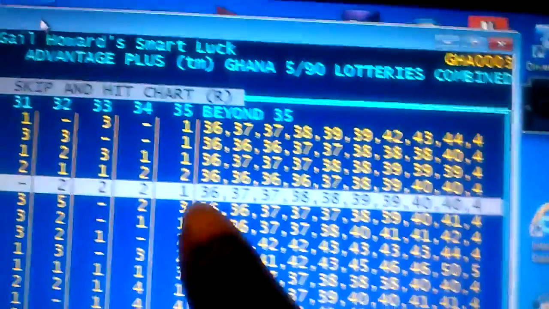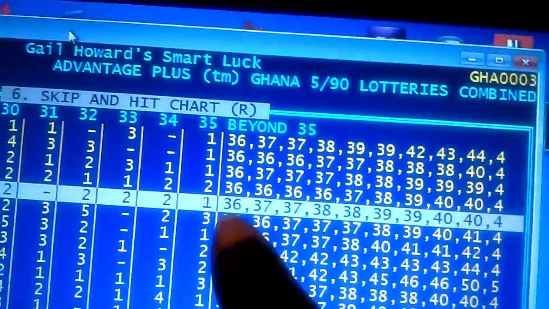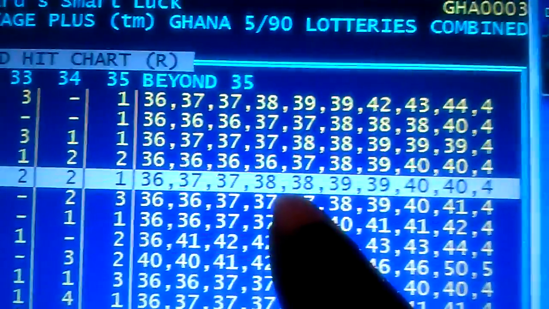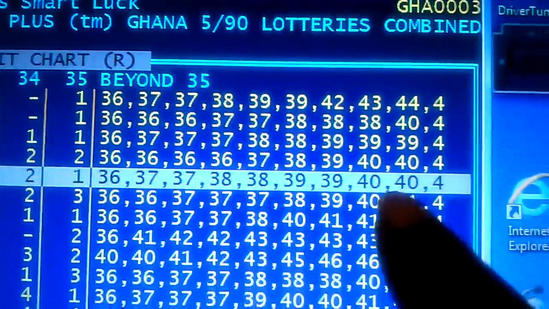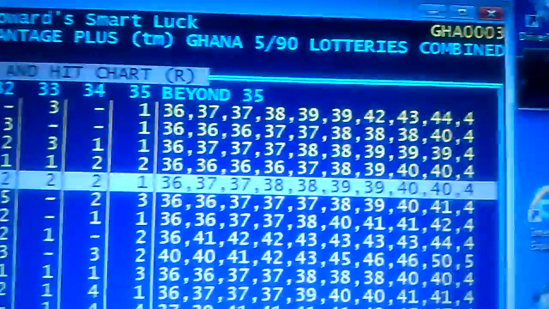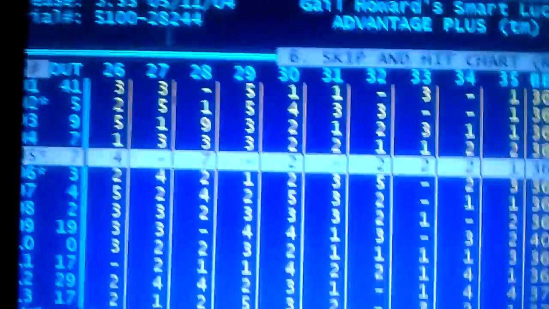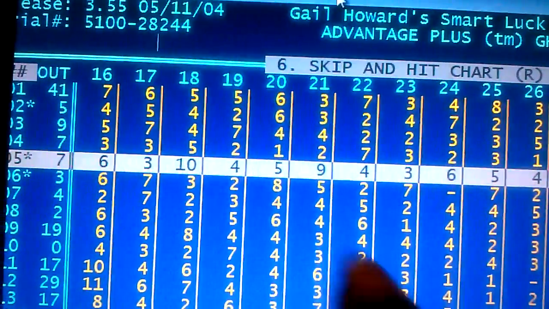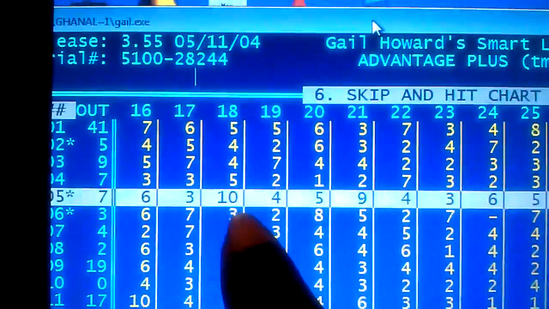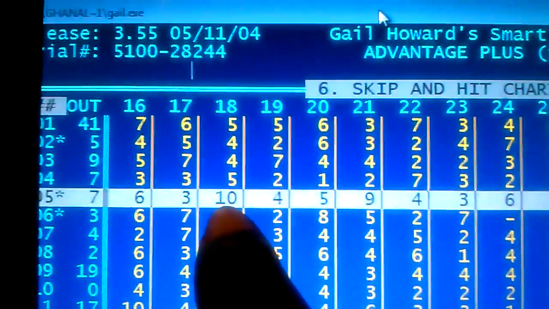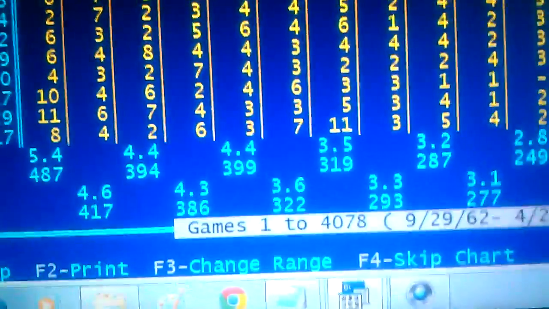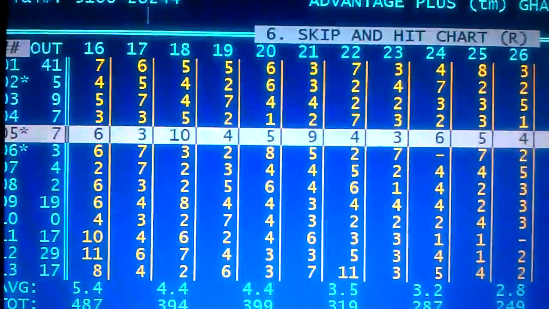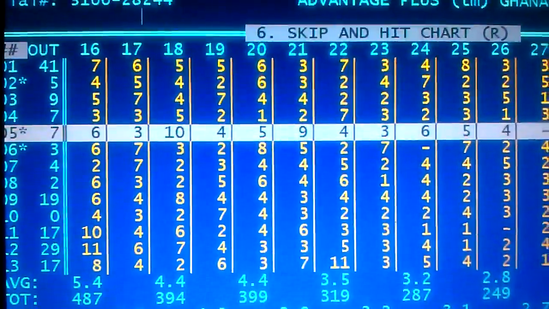You'll see here, this lets you know how many, this was a skip of 36, 37. It has occurred twice. At a skip of 38, it has occurred twice, 39 twice, 40, maybe 3 or 4 times. Like I said, this is some very, very versatile software. So look at this. At a skip of 18, number 5 has hit 10 times in the history of this lottery. And it gives you information for every lottery number in your game.